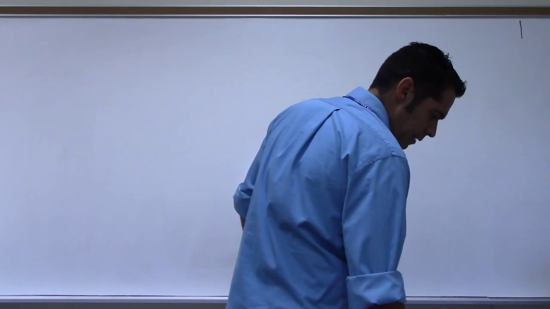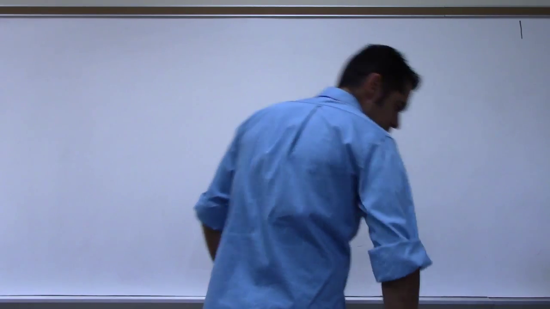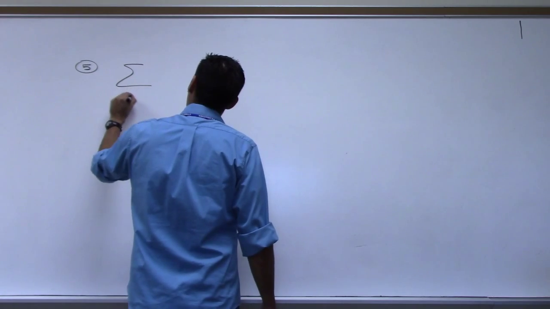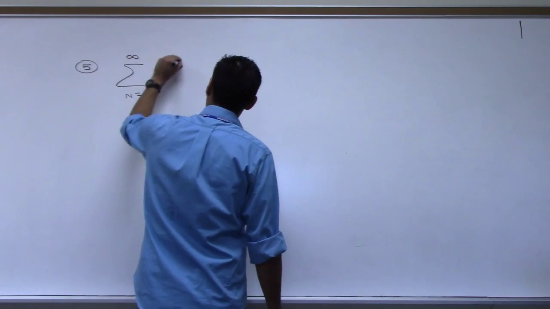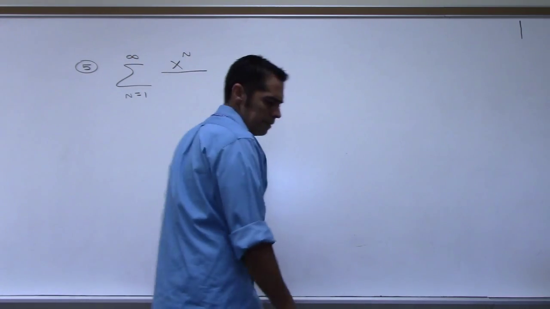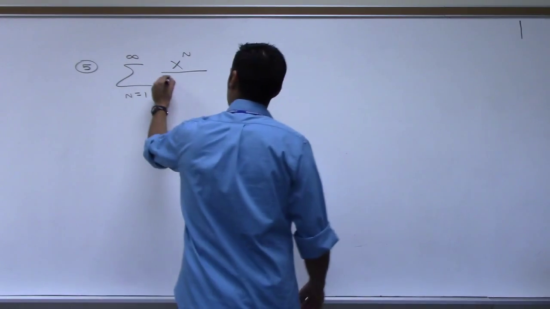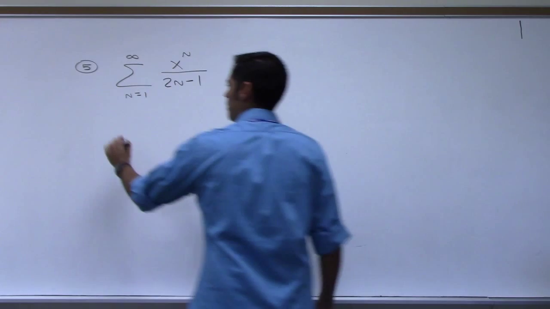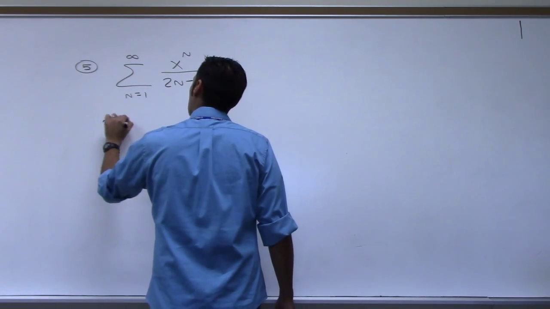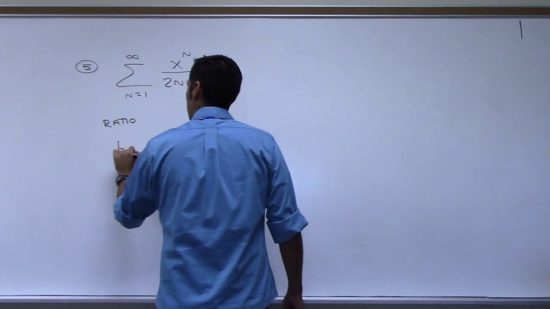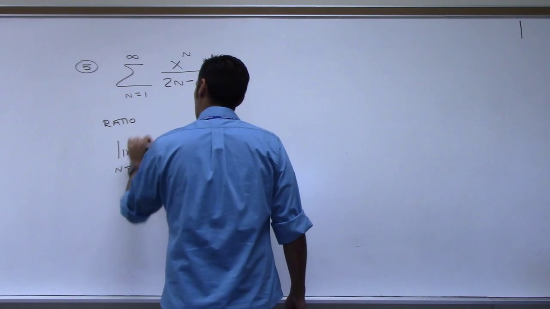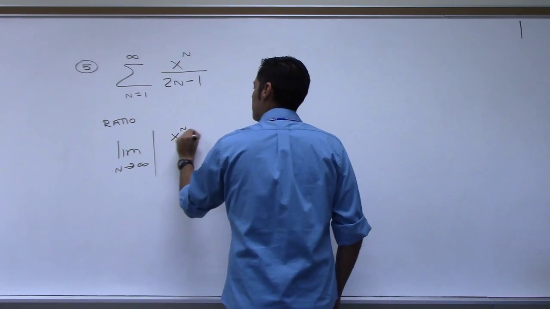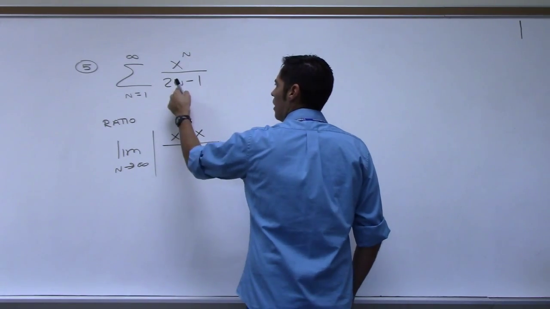All right, so number 5. Sum n equals 1 to infinity, x to the n over 2n minus 1. All right, ratio test. I'm going to do limit, n goes to infinity, absolute value. Plug in n plus 1 first, so x to the n times x. Bottom, plug in n plus 1 right there.